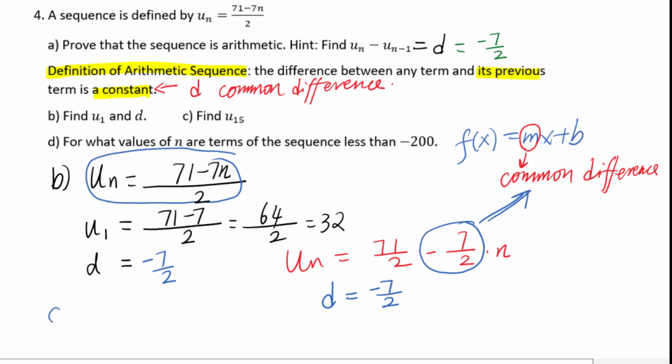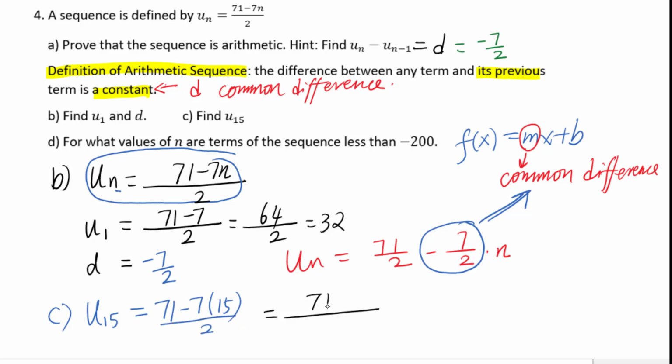Let's go to C. Find u sub 15. U sub 15 equals, we will change this n into 15, (71 minus 7 times 15) over 2 equals (71 minus 105) over 2. So negative 34 over 2 equals negative 17.